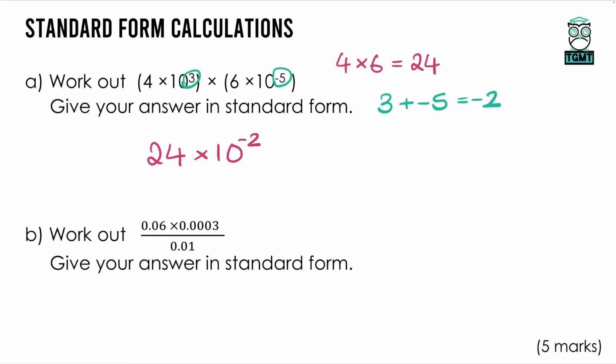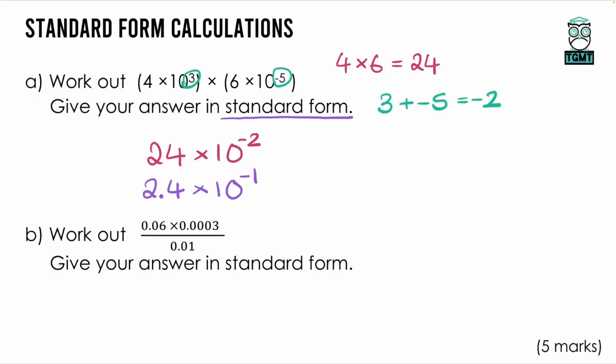Now that does get me an answer. However, it does say in these questions to give your answer in standard form. Now currently my number is not in standard form because it's not between 1 and 10. So I need the decimal to go between the 2 and the 4. And typically, the way I remember this is if the number gets smaller, the power has to get 1 bigger. Now in this case, just be careful because the power is -2. 1 bigger than that goes up to -1. So my final answer there in standard form is 2.4 times 10 to the -1.